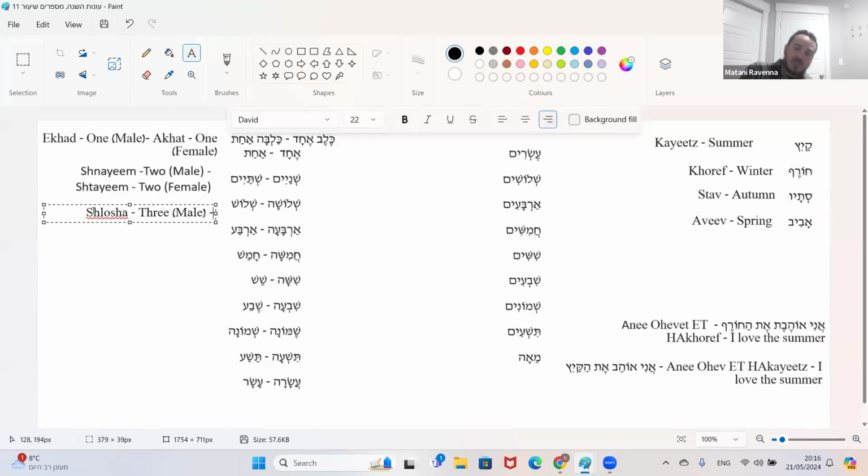In comparison to the female, shalosh. And you can also hear how Tuesday is derived from that. So Yom Shlishi comes from the word shalosh, which means 3. So Shlishi means 3rd. Okay, Yom Shlishi, just to put it out there.